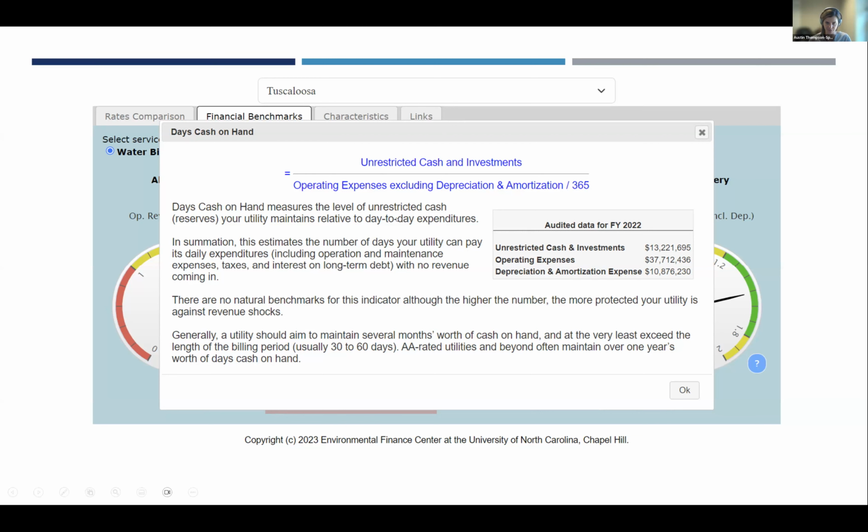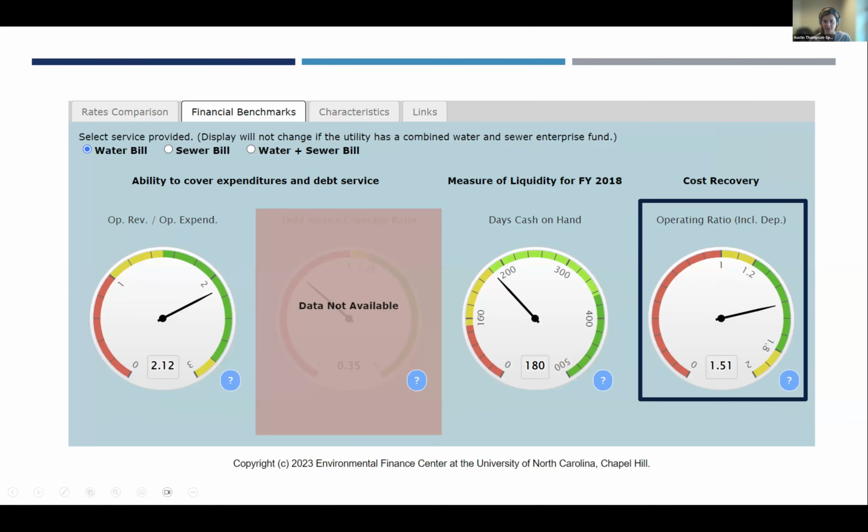So this talks you through the rationale for why we collect this data, why we show this days cash on hand indicator. And at the bottom, it gives you an idea of what to shoot for. Typically, we recommend at the very least that it exceeds the billing period, 30 to 60 days, and then it gives you a benchmark based on AA rated utilities, which is about 1 year's worth of days cash on hand. And you can see by looking at it that it's got that gradation, right? So if it's pretty low, that might be a cause for concern. Maybe you need a little bit more unrestricted cash on hand. And then we get into this green after 180 days.